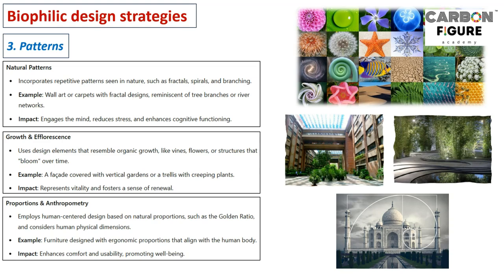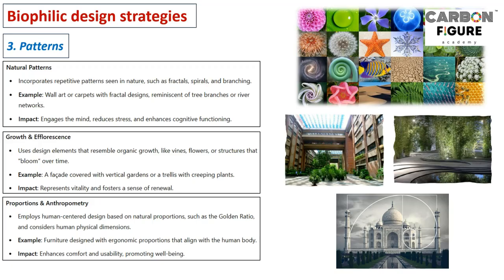Then proportions and anthropometry. So employees try to employ human centered design based on natural proportions such as the golden ratio, and consider human physical dimensions, right? So it is like ergonomics, in other terms, as people used to say. So furniture designed with ergonomic proportions that align with the human body.